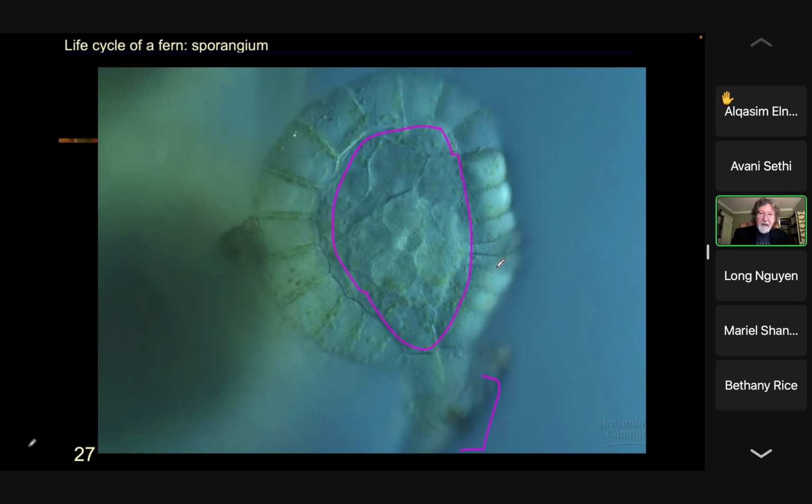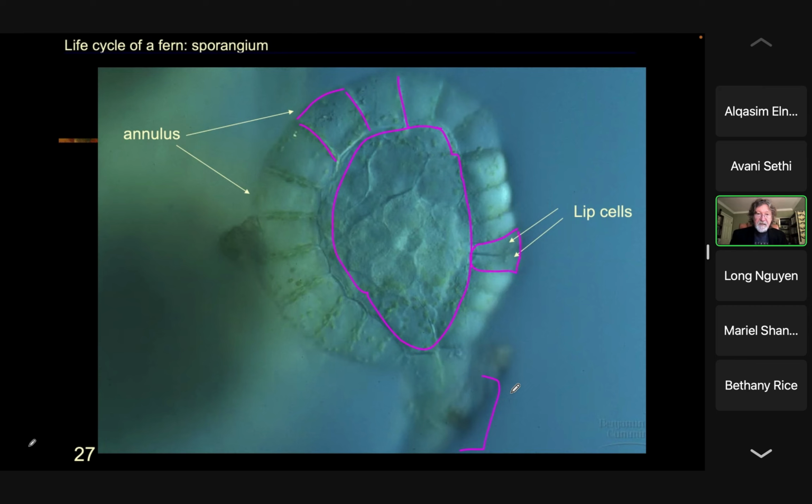Going around like a mohawk haircut, as I said yesterday, is a single row of cells that goes all the way around, called an annulus. These are thick walled. This right here is a very thick wall. That's a thick wall. This is a thick wall. Whereas the outer wall is relatively thin. And in this annulus on one side, there are two very thin walled cells. They're called lip cells because they look like a pair of lips right in here.